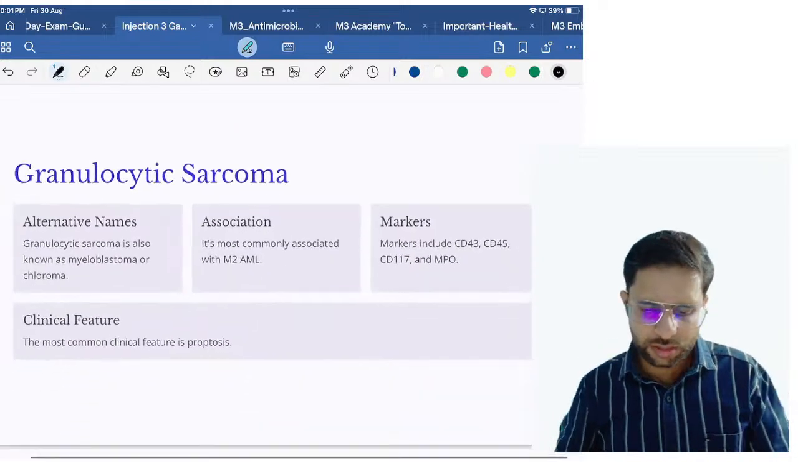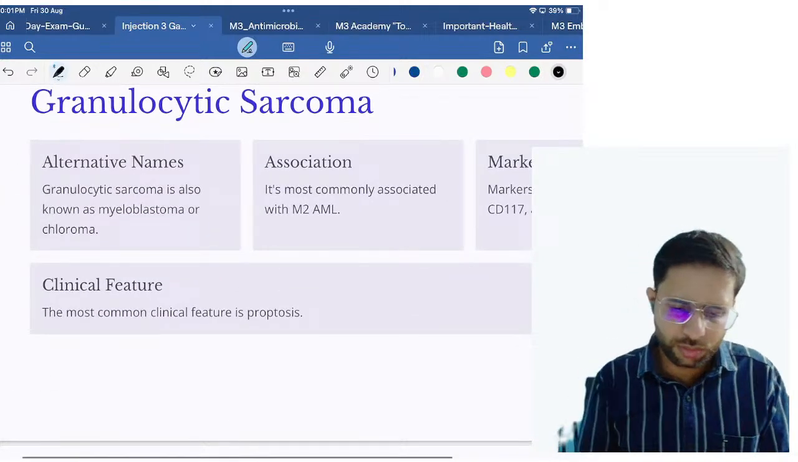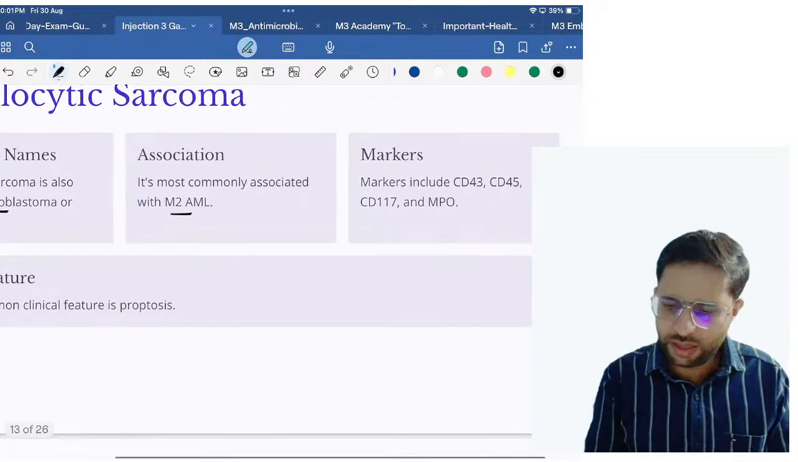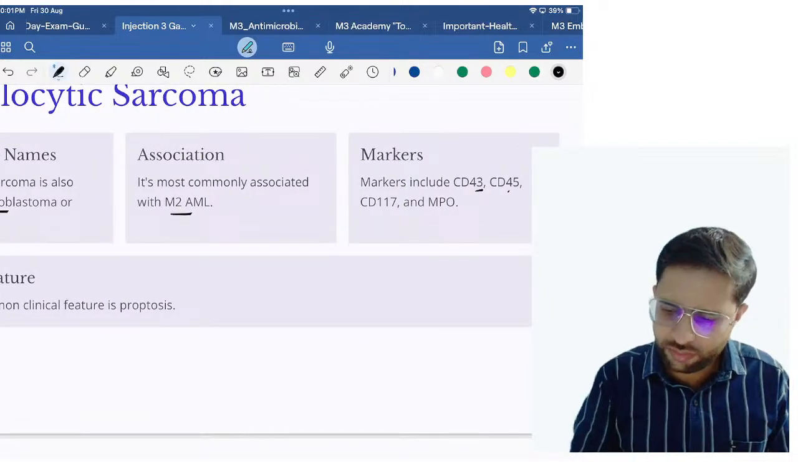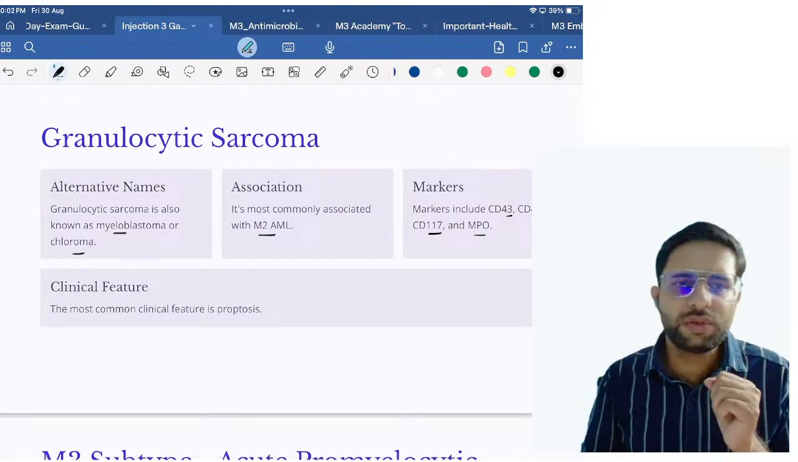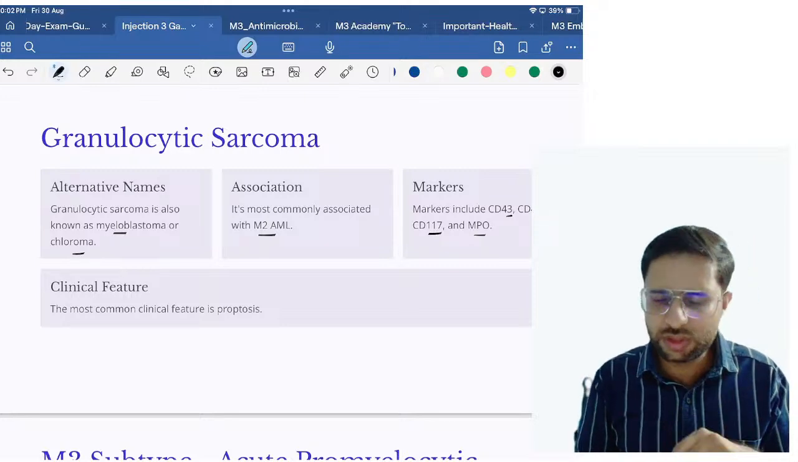Yes, so now next is granulocytic sarcoma. The alternative name is myeloblastoma or chloroma associated with the M2. The markers are CD45, CD43, CD117 and MPO, and the clinical feature is proptosis. Yes, so a photo of a child showing proptosis is given, and then these things are asked.